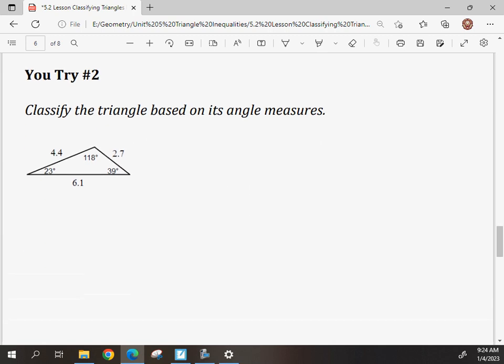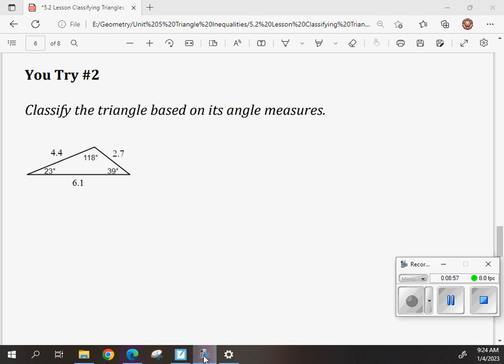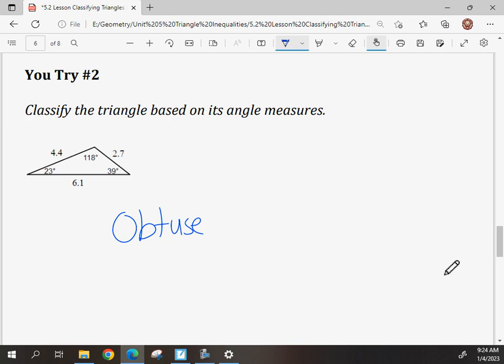So I want you to go ahead and try and classify this triangle based on just its three angles. Don't look at the sides, look at the angles. Put your answer in the box, then check your answer. If you got it wrong, please do ask for help. So hopefully you put obtuse. If you did not, that's okay, but if you do not know why it was wrong, please make sure you ask one of us to explain.